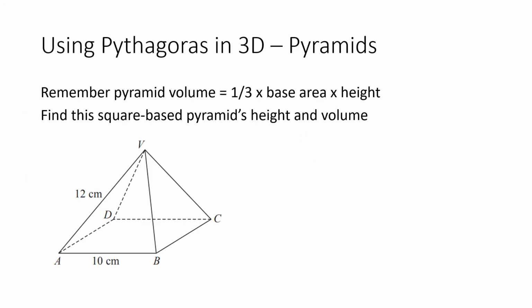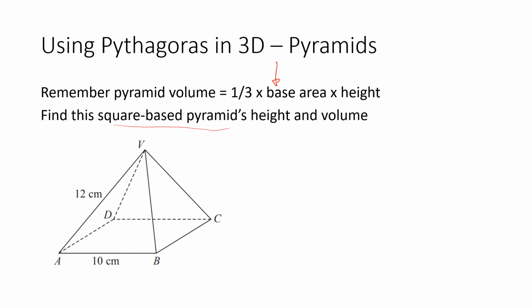Now, there are obviously loads of ways that this can be applied with any three-dimensional shape, but we're just going to look at one specific application of it today, which is with pyramids. And we've got here our formula for the volume of a pyramid. We did that back in chapter 15, I think. A third times the base area times the height. We're given a square-based pyramid here, and we want to find its height and its volume. So let's have a look at how we do that.